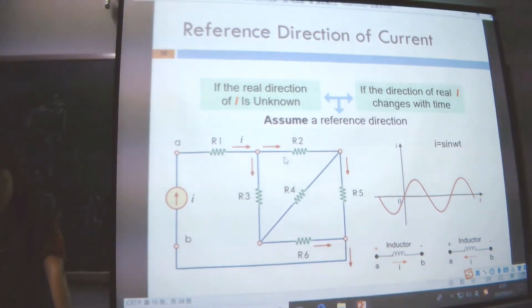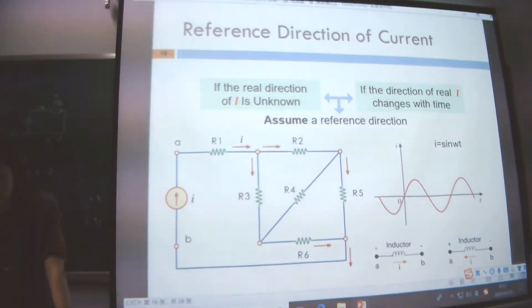Go here, right? We know how to go here. Here it goes to one, another goes here, and goes down here. But for this one, R4, do you know the direction? The real direction of I4?